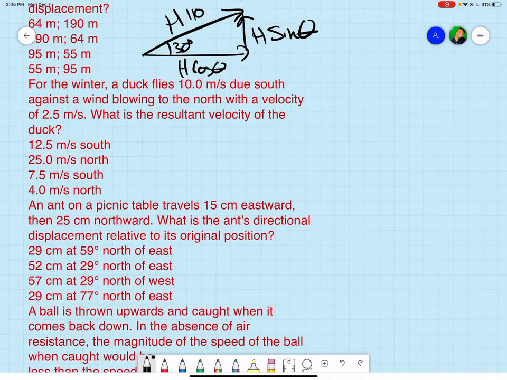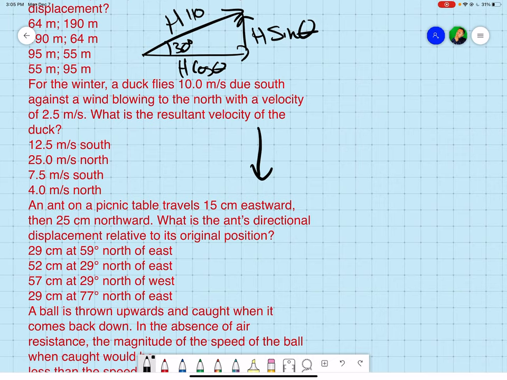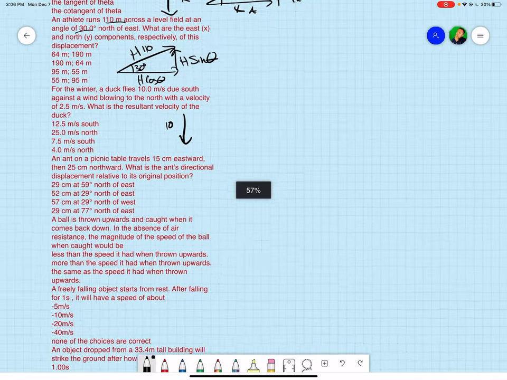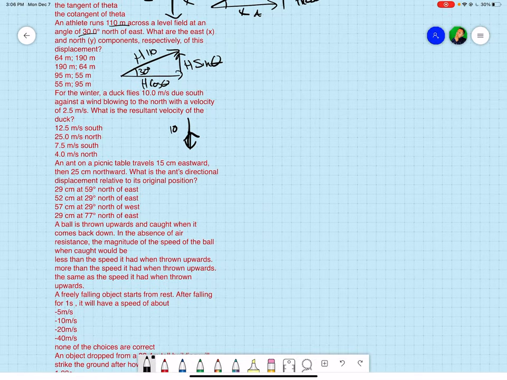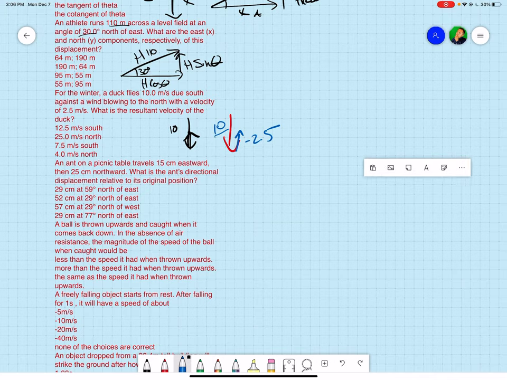For the winter, a duck flies 10 meters per second due south. So it goes like that, 10. And then with a velocity of north, with the wind blowing to the north, 2.5. Okay, so we have it going the opposite direction. We have something going to south. I'll draw it again. So I got 10 south. And then I have 2.5 going north from there. So 10 and 2.5. Well, the 2.5 is going the opposite direction, so you're going to have to subtract it here, right? So you'll have to subtract it out and get your answer for what the new result would be. And if you think about it, if I said 10 south was a positive number and 2.5 was a negative number, that's north. You should end up with a positive number, which means your answer should end up going south. All right.